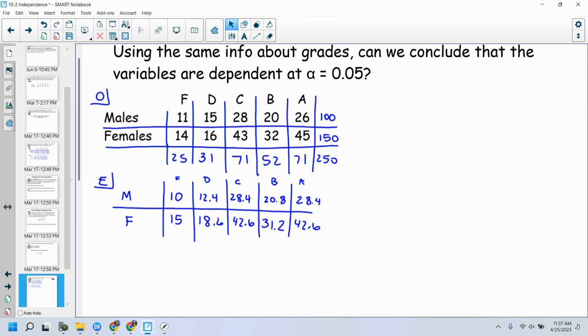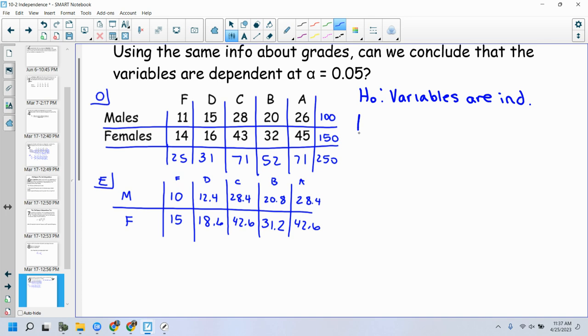What do we always do at first in a hypothesis test? State the null, state the alternative. Well, that's super easy with an independence test. The null hypothesis is that the variables are independent. That means the alternative is the variables are dependent.